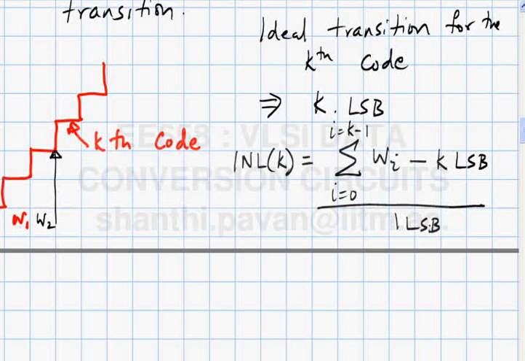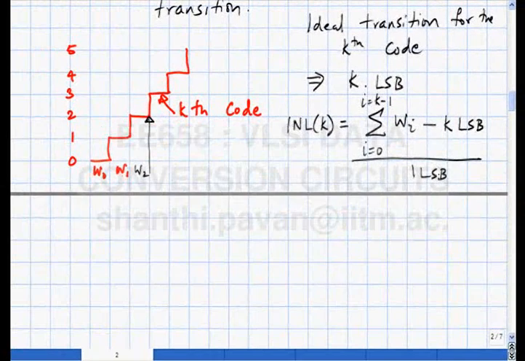It is the difference in LSBs between the measured transition to the kth code and the ideal transition to the kth code, which simply happens to be K times LSB divided by 1 LSB.